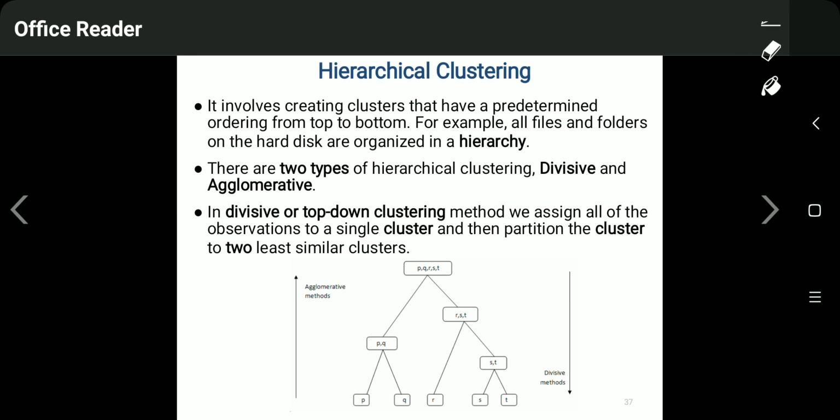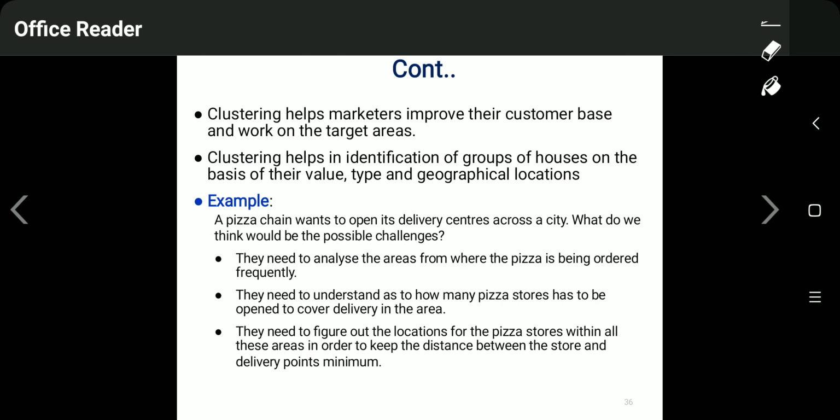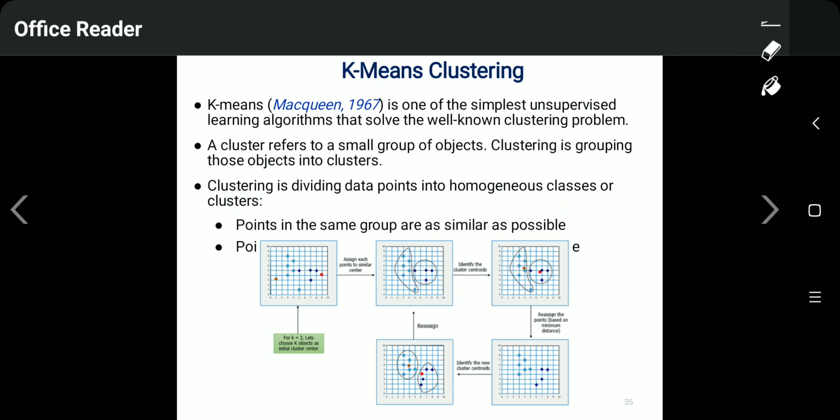While in the case of clustering, we do not have such a supervisor. We do not have any training data set available, but we have just the input data set and no corresponding output. So based on its intrinsic features, the algorithm should be able to learn itself in order to classify the different groups. So basically, what is a cluster? A cluster refers to a small group of objects. So clustering is grouping those objects into clusters.